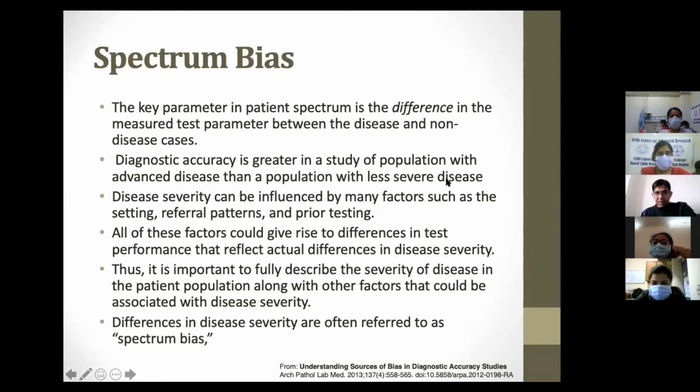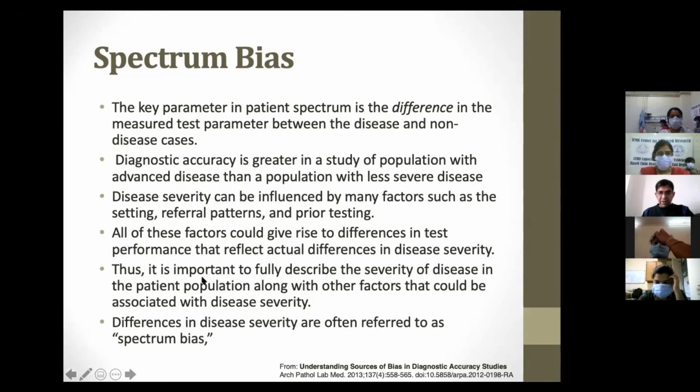So that means if you have a diagnostic test that is intended to detect a severe disease and you have selected a population with less severe disease, you are going to introduce a spectrum bias. Similarly, disease severity can be influenced by many factors such as setting, referral patterns, and prior testing. So all these factors could give rise to differences in test performance that reflect actual differences in disease severity.